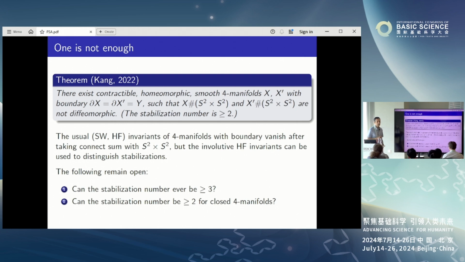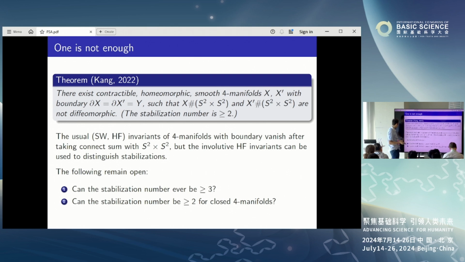So again, this was an application of Involutive Floer homology, something that came out of it. This is interesting because the ordinary invariants of 4 manifolds with boundary, from Seiberg-Witten and Heegaard Floer, vanish after taking connected sum with S2 times S2. But when you throw in the involution, the involutive invariants no longer vanish, and in fact, Kang showed that they can be used to distinguish these stabilizations. All right, so that's great.